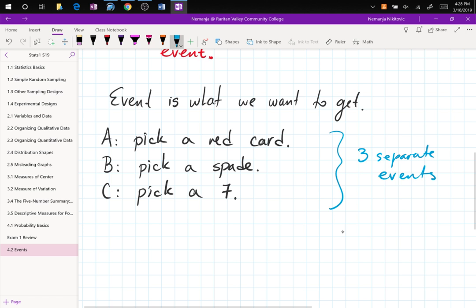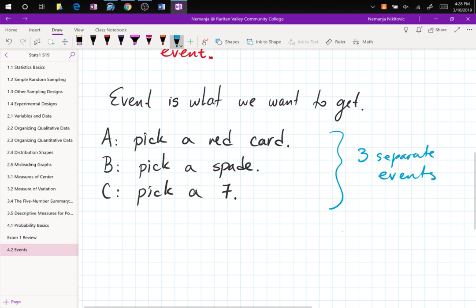And we know to find the probability of each one of them individually. To pick a red card, it's a 1/2 probability. To pick a spade is 1/4, right? Because you have 4 suits. Spade is one of the 4, so 1/4. Pick a 7, well, you have 4 of those, so 1/13. We did this last time in 4.1.